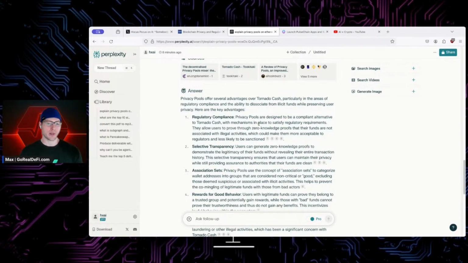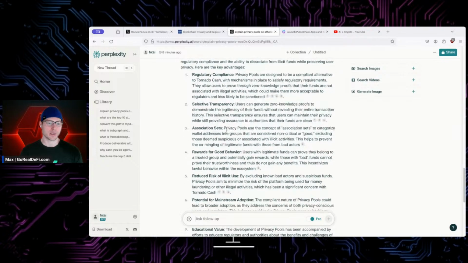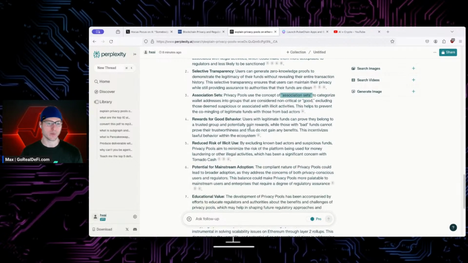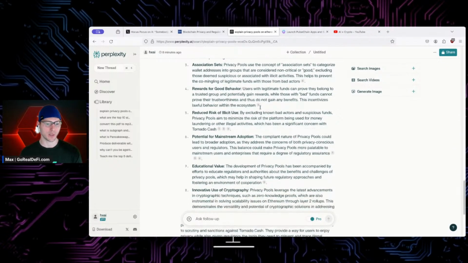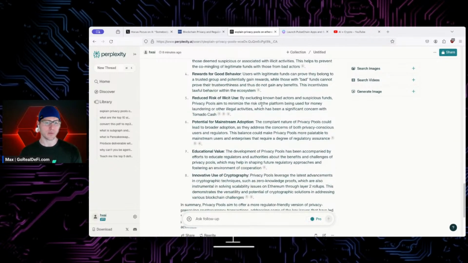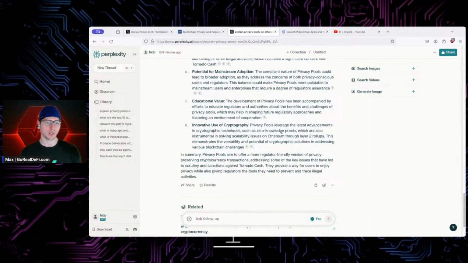So several advantages over Tornado Cash. Again, we talked about that. Transparency, association sets. Yeah, so that's pretty core. Seeing rewarding good behavior, so they can prove they belong to a trusted group. Potentially interesting. I wonder what kind of rewards they would gain by being able to do that, like having a good reputation with the funds or something like that. Okay.